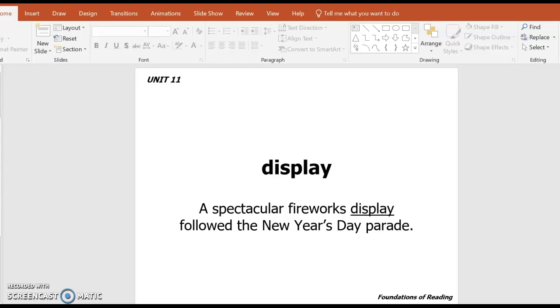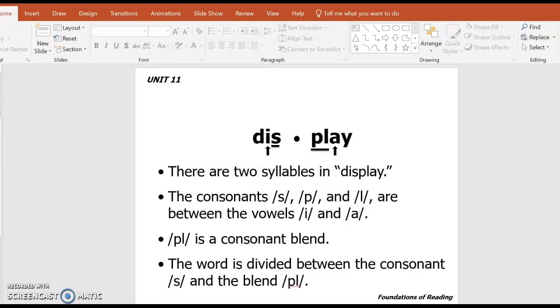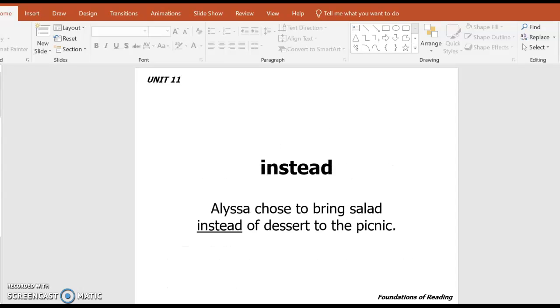Display. A spectacular fireworks display followed the New Year's Day parade. There are two syllables in display. The consonants S, P, and L are between the vowels I and A. PL is a consonant blend. The word is divided between the consonant S and the blend PL.